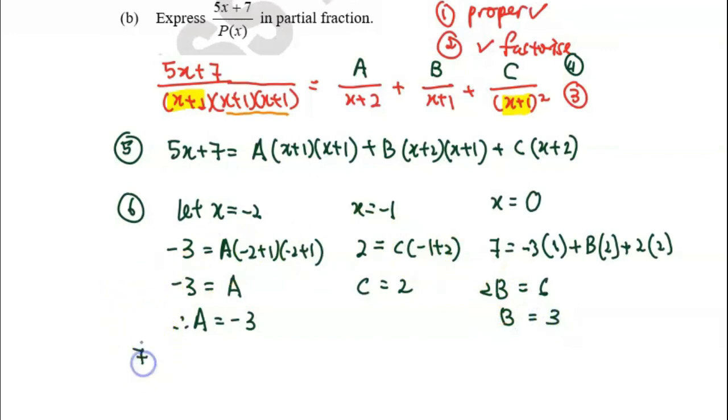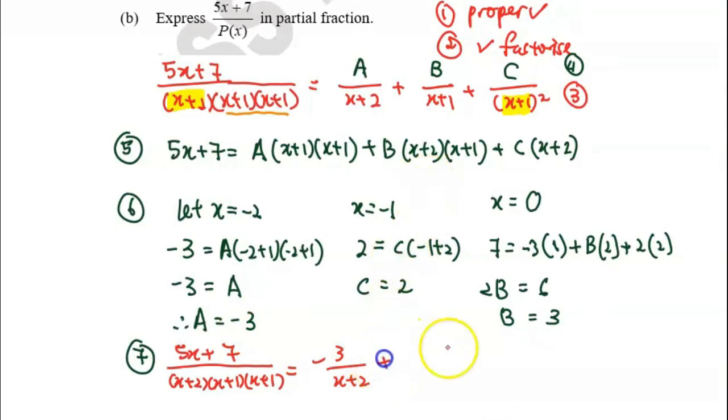Then the last step, step number 7, we will substitute our values of a, b, c into the partial fractions. So 5x plus 7 over x plus 2, x plus 1, x plus 1 will be equal to a, where a is negative 3, and then plus b, where b is 3, then c is 2. Then this is our final answer.